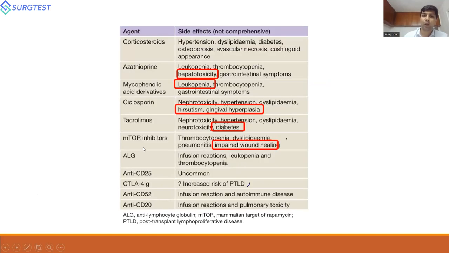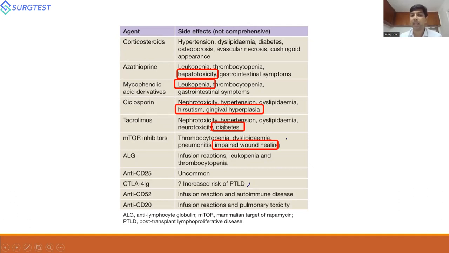So the mTOR inhibitor does not have nephrotoxicity, but can lead to impaired wound healing and pneumonitis. But cyclosporine, because of upregulation of TGF beta, can lead to, apart from nephrotoxicity, hirsutism and gingival hyperplasia. Tacrolimus can also lead to all of those things. However, the TGF beta upregulation, for some reason, is less.